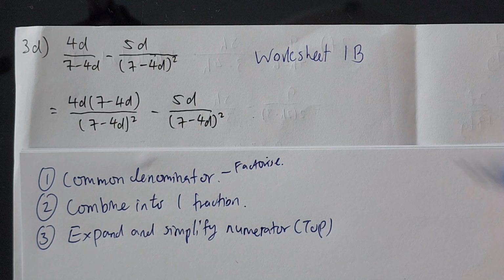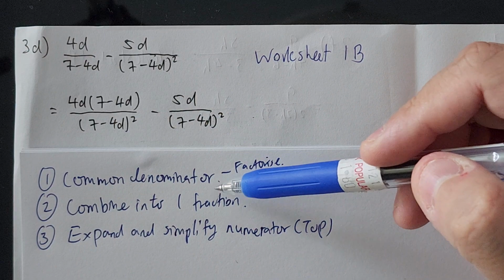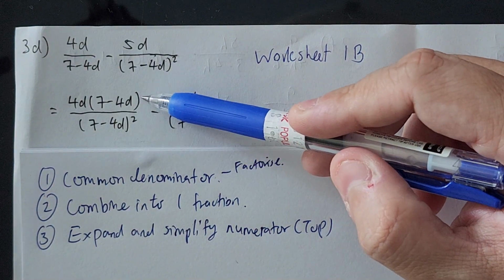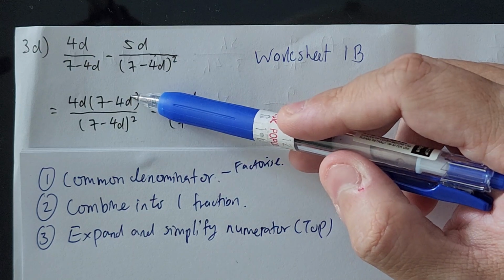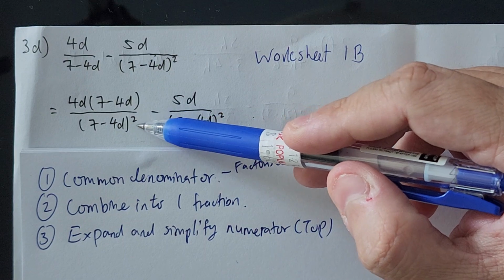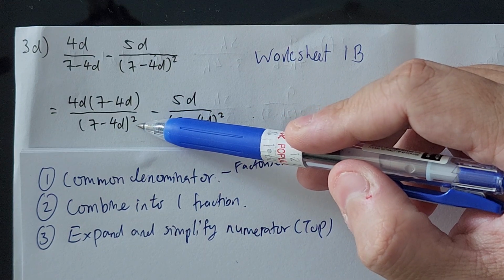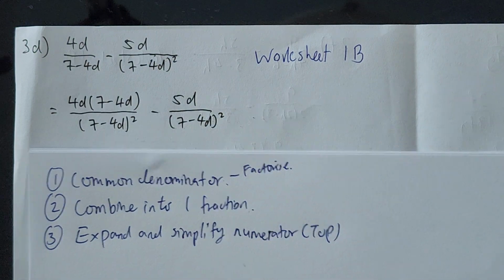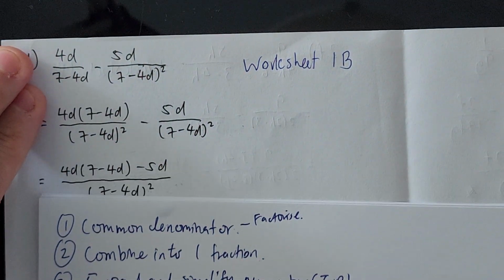So over here, what I need to do for the common denominator is employ the same method. Just that now for the numerator and denominator I multiply by 7 minus 4d. And because the denominator is the same, I just need to write a square instead. And that's it.